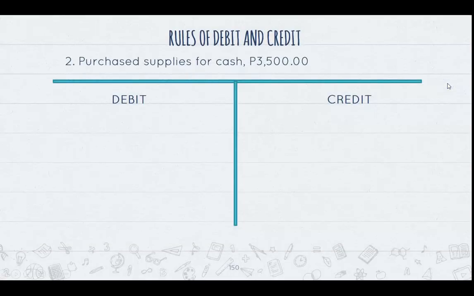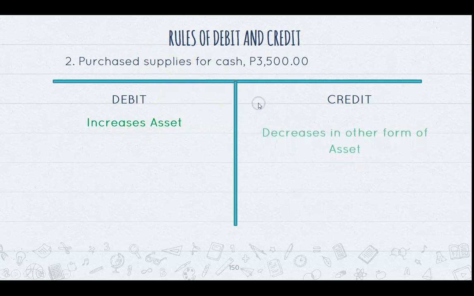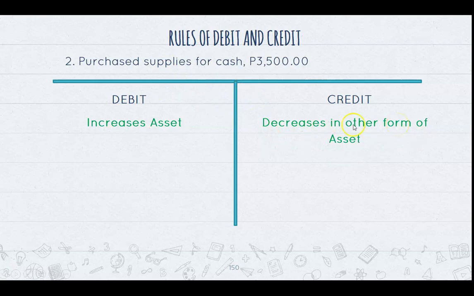We have purchase supplies for cash 3,500. Increases asset. Why? Dahil nagkaroon tayo ng supplies. Okay? And decreases in other form of asset. Why? Dahil nagbayad tayo. Okay? Nakalagay dito, purchase of supplies for cash. So meaning to say, hindi natin siya inutang, kundi nawalan tayo ng cash.